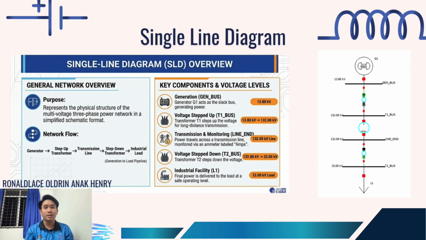The system begins with generator G1 producing electrical power at 13.8 kV. The voltage is then stepped up by transformer T1 to 132 kV for efficient long distance transmission. The power is transmitted through the transmission line before reaching transformer T2. Transformer T2 reduces the voltage from 132 kV to 33 kV, which is then supplied to the industrial load. This single line diagram provides a simplified representation of the entire power network and forms the basis for our per unit analysis.